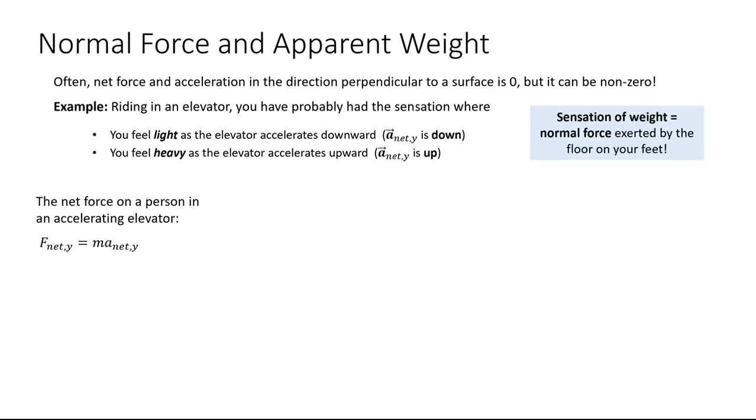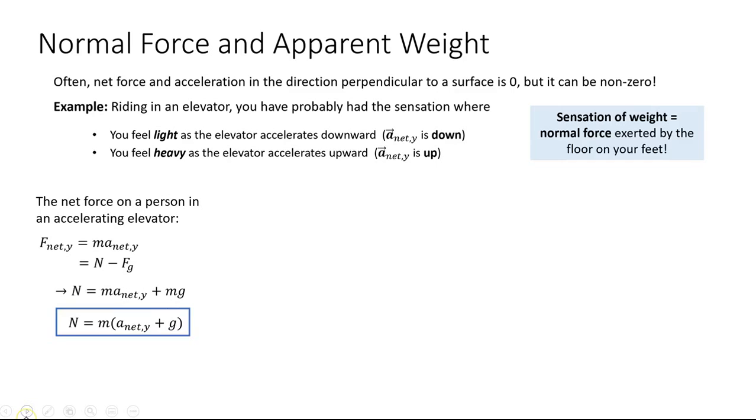So let's go ahead and think about an elevator again, and we're going to let the conventional upwards direction be the positive y direction. If we want to think about the net force and acceleration in the direction perpendicular to the surface, so the floor of the elevator, then we're going to want to think about the y direction. So F net y is equal to the mass of you standing in the elevator multiplied by your net acceleration in the y direction. That net force in the y direction is the sum of all of the forces acting on you in the y direction. The floor is pushing up on you, so the normal force is acting up on you to prevent you from falling through. And then your weight, gravity, is always pulling you down. So we have minus Fg.